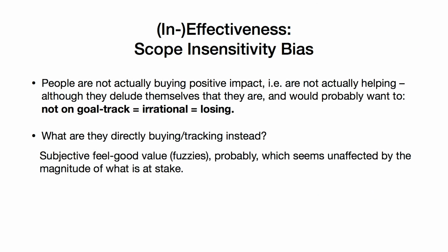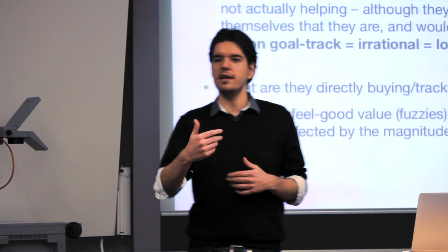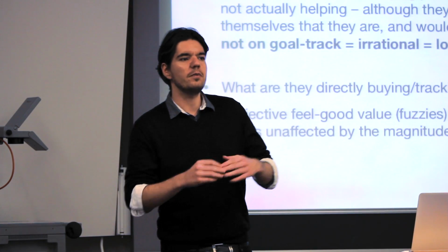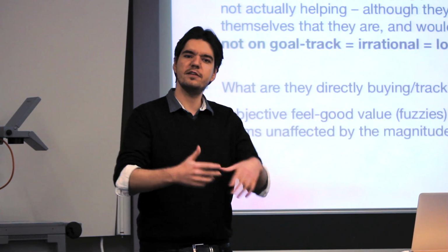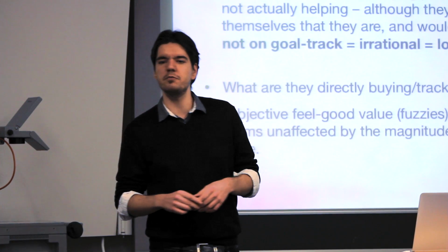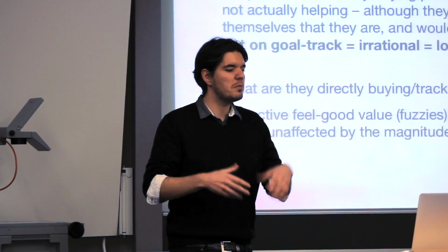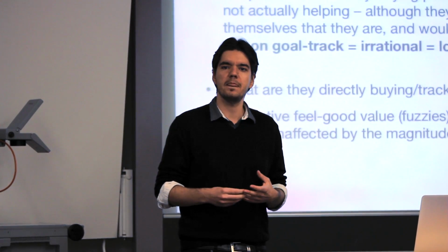And what remains constant? One thing that might remain constant, the second point on the slide here, is the subjective feel-good value, or the fuzzies, or the internal warm glow, as we might call it, that people get from allegedly helping others. So the internal warm glow that you get from saying, okay, I'd be ready to spend such and such amount of money on helping these birds, might be roughly the same.